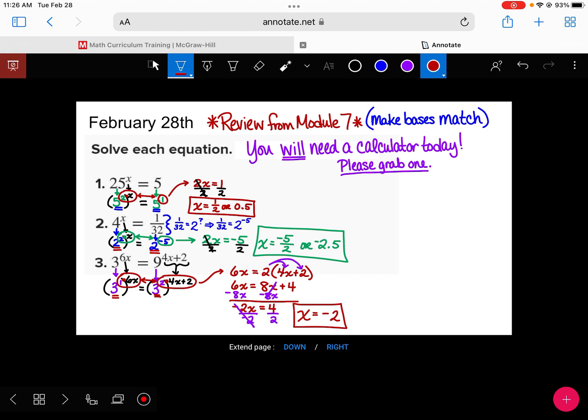All right. If you don't have a calculator, you are going to need one. Like in 5, 4, 3, 2, 1. We're going to use it like right away in the notes.